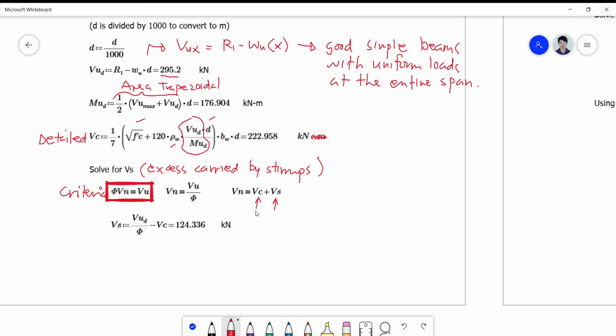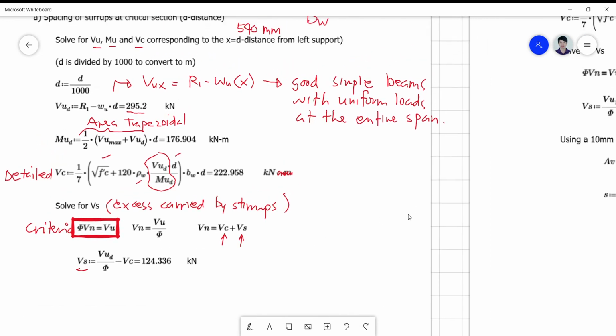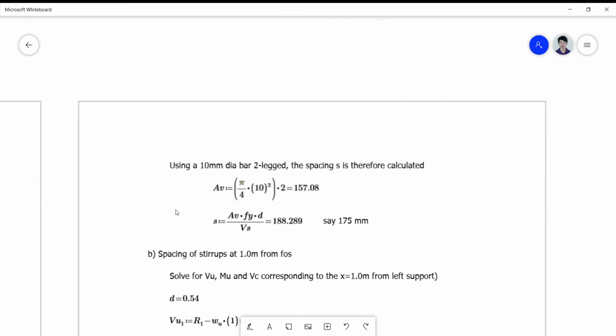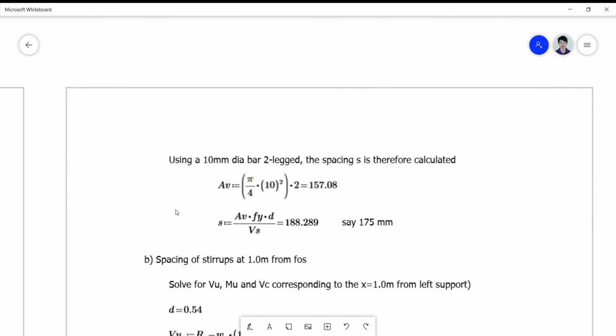So substituting back the value of Vn here, we can arrive with the formula for Vs in terms of Vu at d distance all over phi minus Vc, and computing it, you get your value to be 124.336 kilonewton. So we are going now to use that Vs to solve for the spacing of the stirrup using a 10 mm diameter bar, which is a 2-leg bar. The spacing is therefore calculated on the basis of this formula.